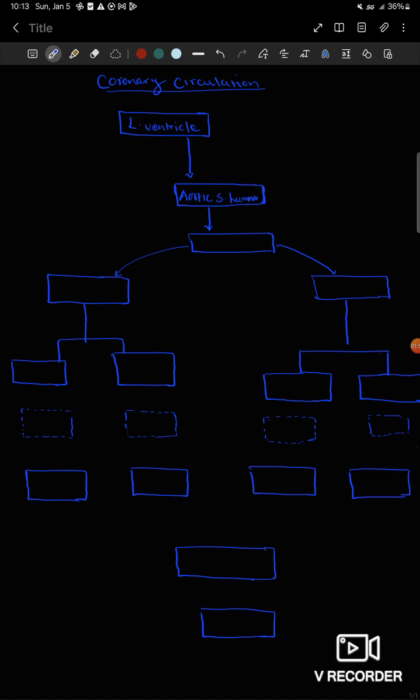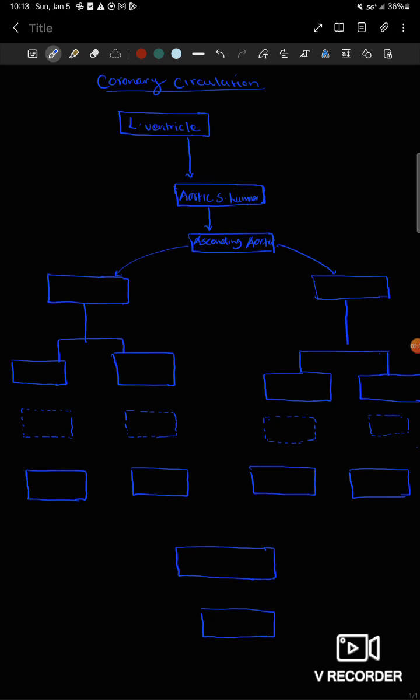So from the aortic semilunar valve, that blood is gonna go to what we know as the ascending aorta. When this blood is being pumped from the left ventricle via the aortic semilunar valve to the ascending aorta, that's during systole, meaning during the contraction of the left ventricle.